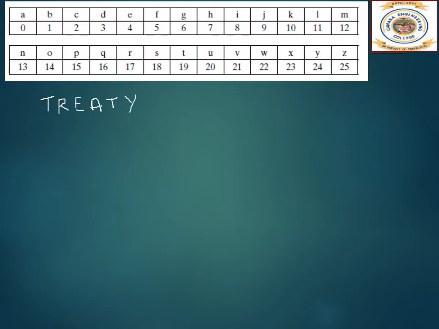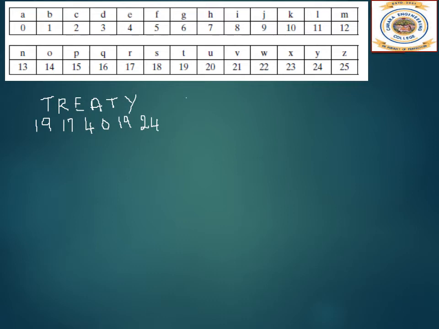Treaty. This is the given text. I take the first part, treaty. So what is T equivalent? You have to see the table. T equivalent is 19. R equivalent is 17. E equivalent, you check the table, is 4. A equivalent is 0. T equivalent again is 19. Y equivalent is 24.